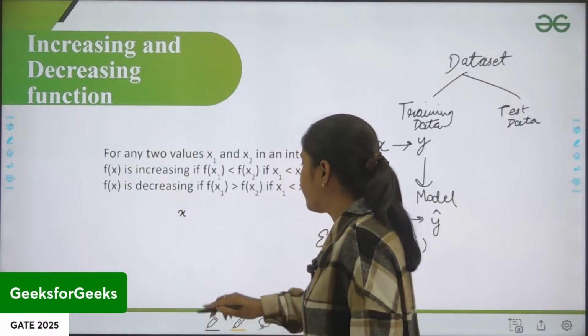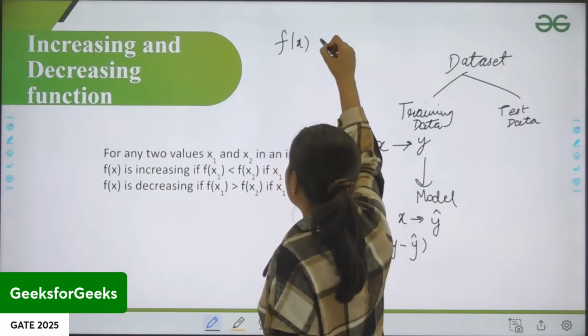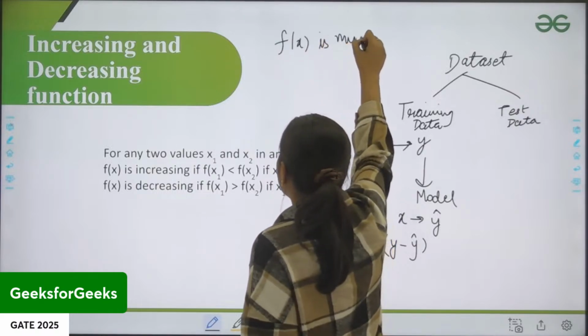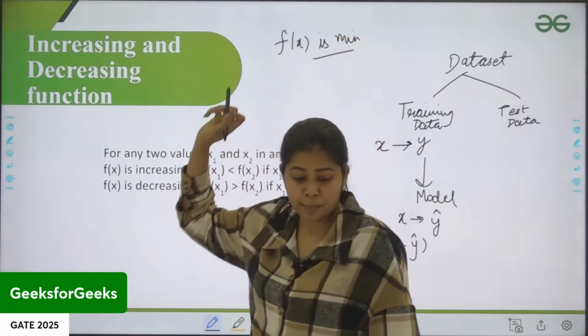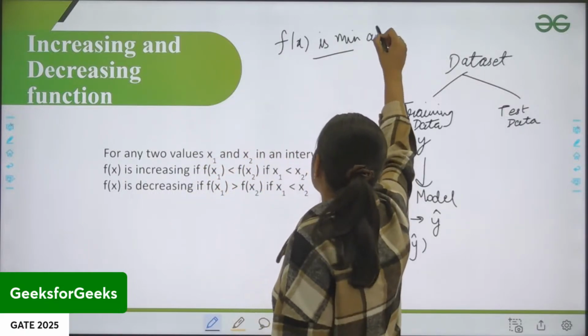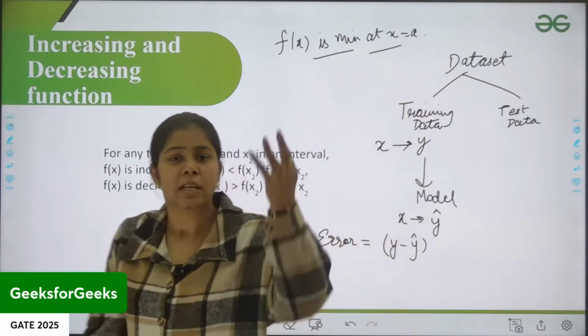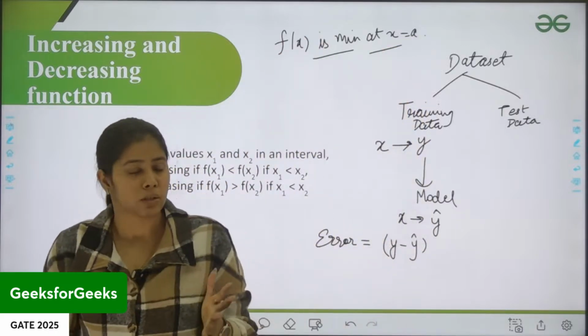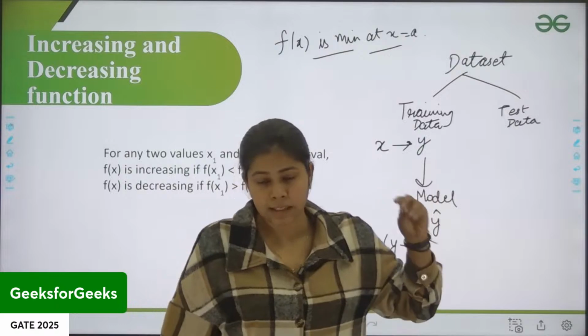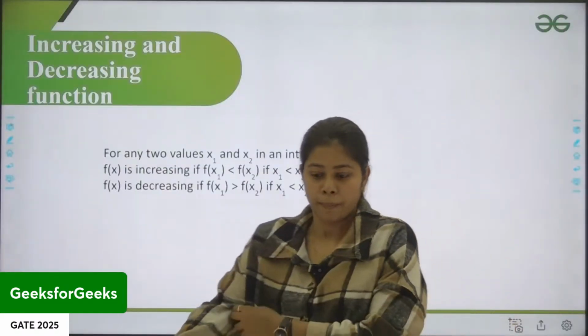If I'm saying that f of x is minimum at a particular value x, that is, f of x is minimum at x equals a, that means my function is taking the minimum value at x equals a. Let's discuss this in detail. First, let's understand what an increasing and decreasing function is.